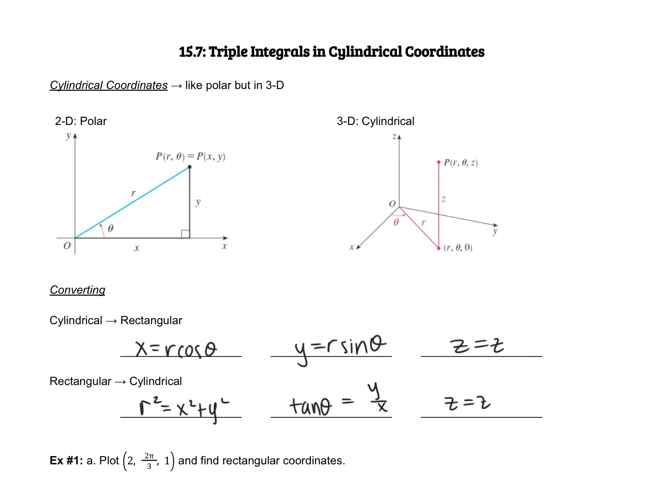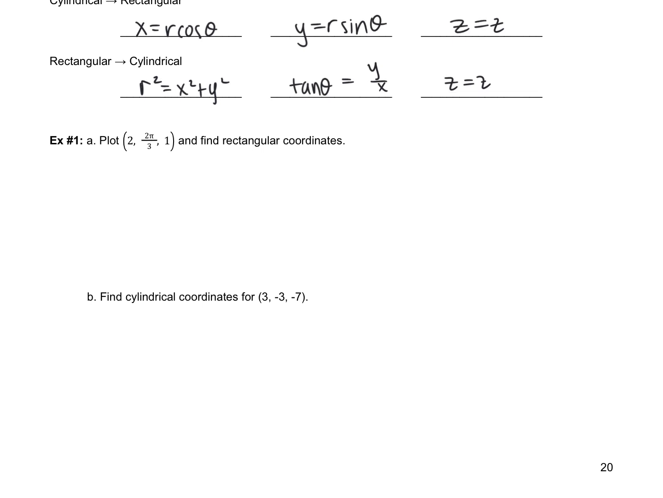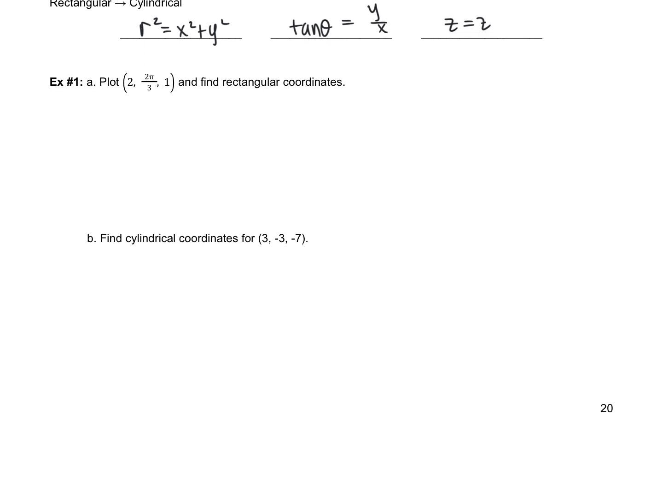So in this video, we're going to start with a little bit of the intro. Can we plot points? Can we convert points? Do we know what surfaces look like? And then we're going to talk about how do we take a triple integral in rectangular coordinates and evaluate instead in cylindrical coordinates. So let's start with example number 1, where we are going to plot a point in cylindrical and find the rectangular coordinates.